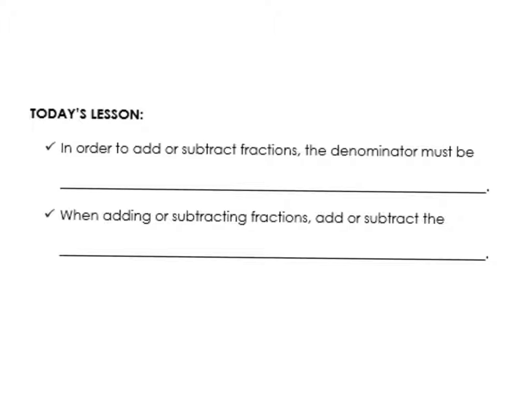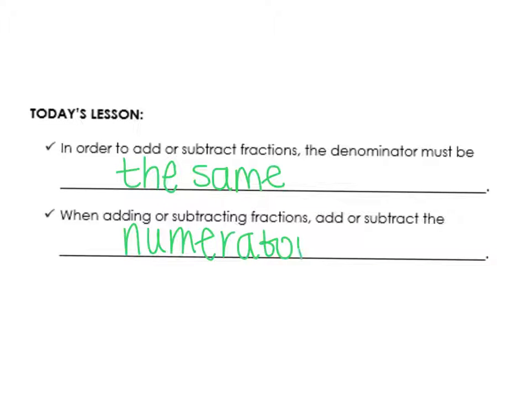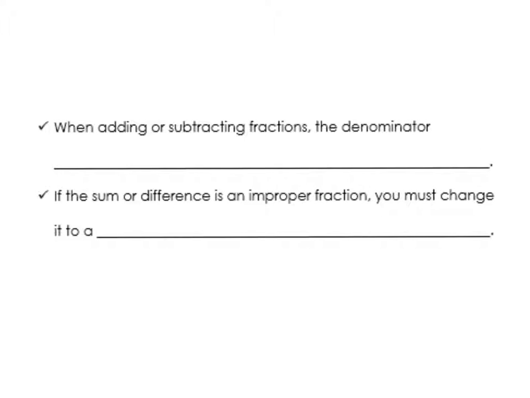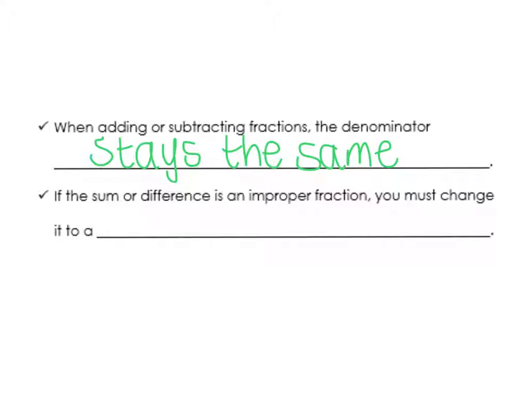In order to add or subtract fractions, the denominator must be the same. When adding or subtracting fractions, add or subtract the numerator first. When adding or subtracting fractions, the denominator stays the same. If the sum or difference is an improper fraction, you must change it to a mixed number.